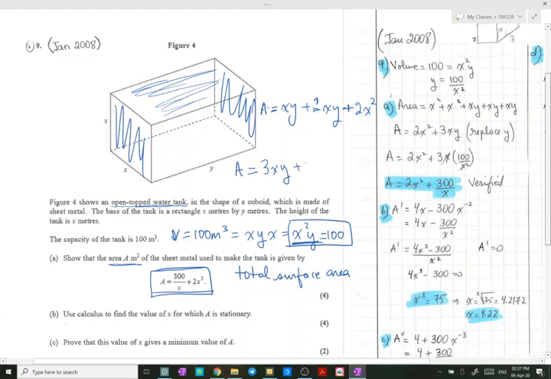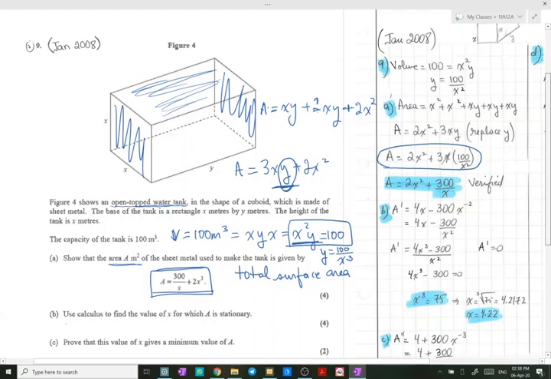it's 3xy plus 2x squared. Now we have a y here, and that we need to get rid of, and we can find the value of y in terms of x. It's 100 over x squared, so you replace it here, and we reach what they want us to find. A is equal to 300 over x plus 2x squared.